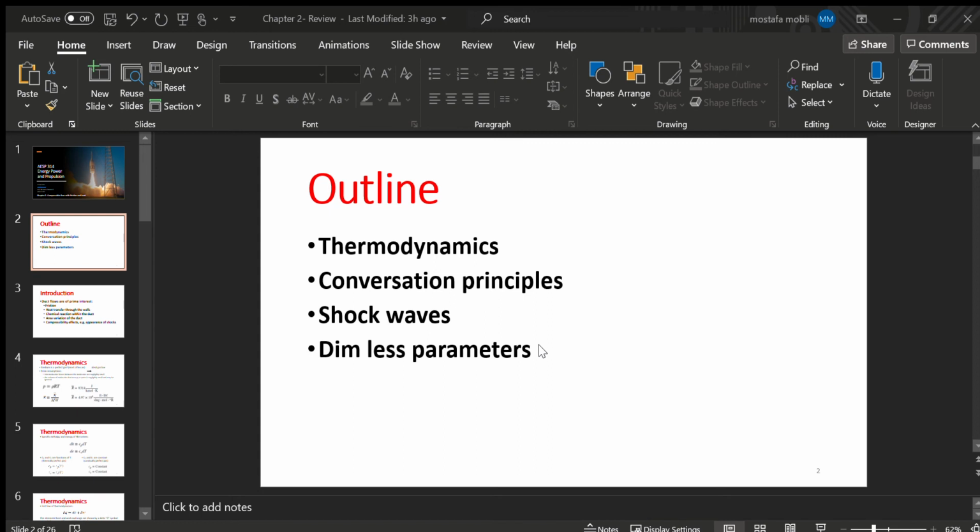Okay, let's talk about sound waves and the speed of sound. Essentially, sound waves are infinitesimal pressure waves that propagate through a medium. The main assumption we make as far as sound waves go is that they are reversible and adiabatic, so essentially isentropic.